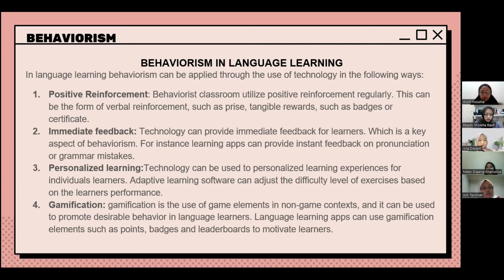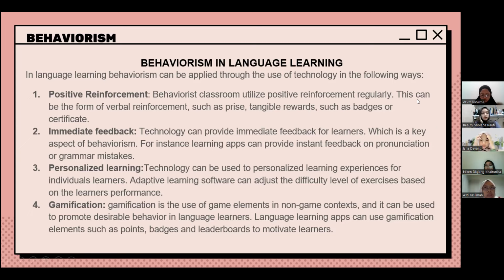First, positive reinforcement. Behaviorist classrooms utilize positive reinforcement regularly. For example, if the students do a good task or assignment, the teacher will give some rewards. This can be in the form of verbal reinforcement, such as praise, or tangible rewards such as a badge or certificate. So we appreciate the achievements of the students.